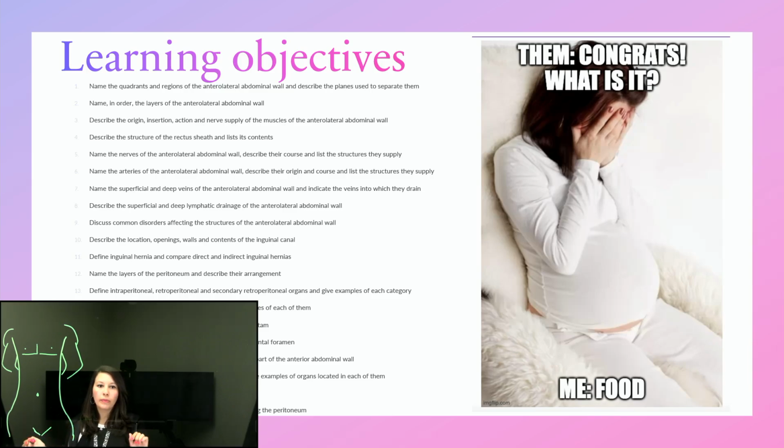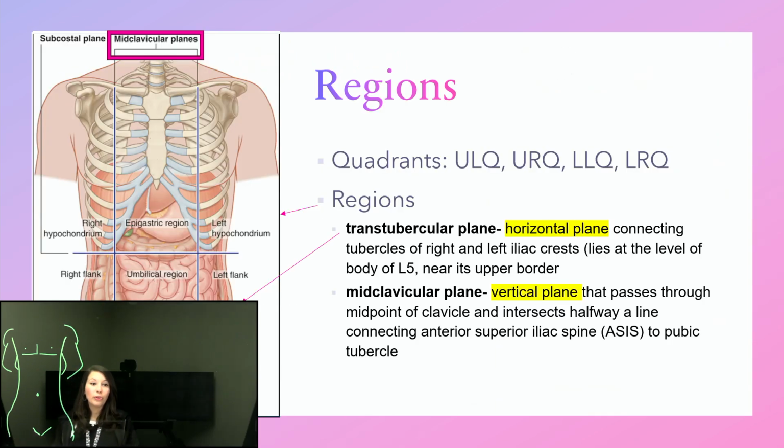We're going to talk about some of the muscles that are forming the anterior abdominal wall. We're going to go over the arteries, the nerves, amongst other structures that are part of it. So without further ado, let's just get started. So over here, we have to talk about the regions of the abdominal wall. And for that, I have drawn this person's chest and abdominal area to show you what the quadrants are.